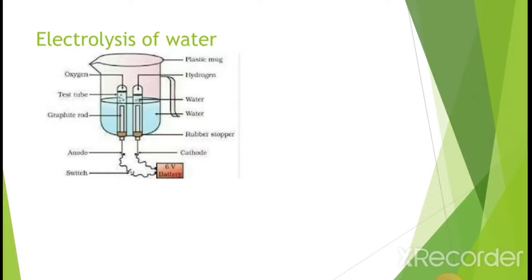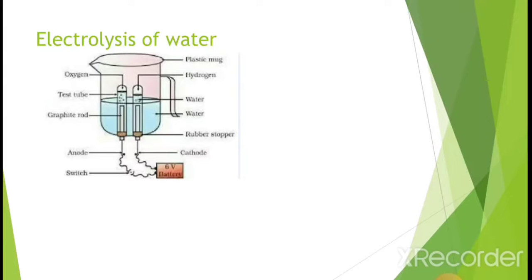That is, in the electrodes there is an anode and a cathode, which is very, very important. And fill the mug with water such that the electrodes are immersed, fully covered. And add a few drops of dilute sulfuric acid, that is H2SO4, to the water.